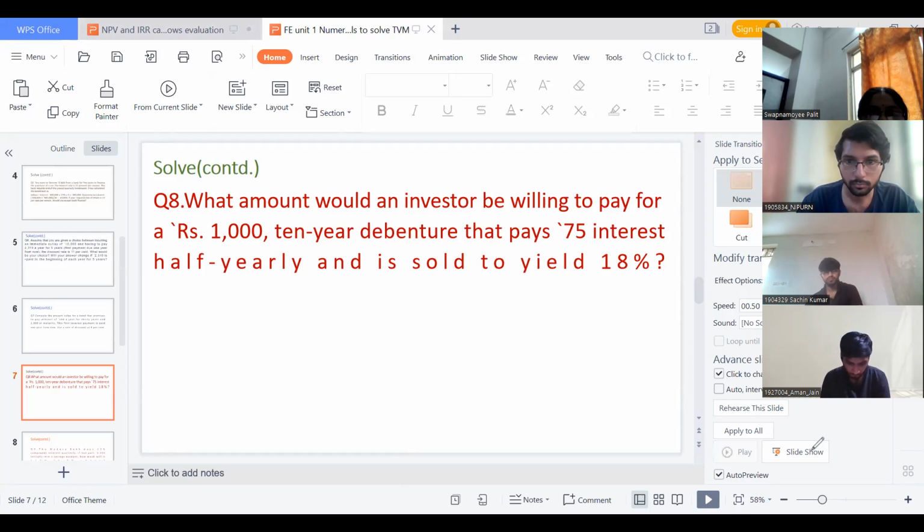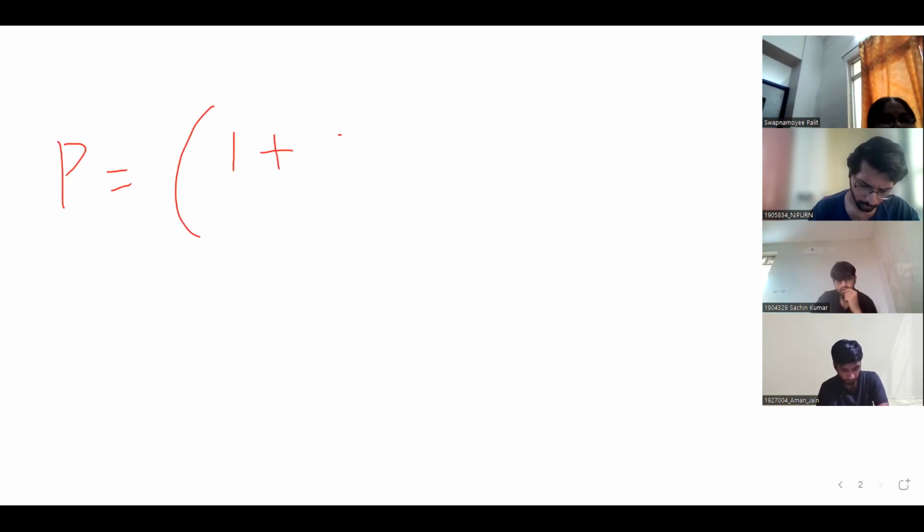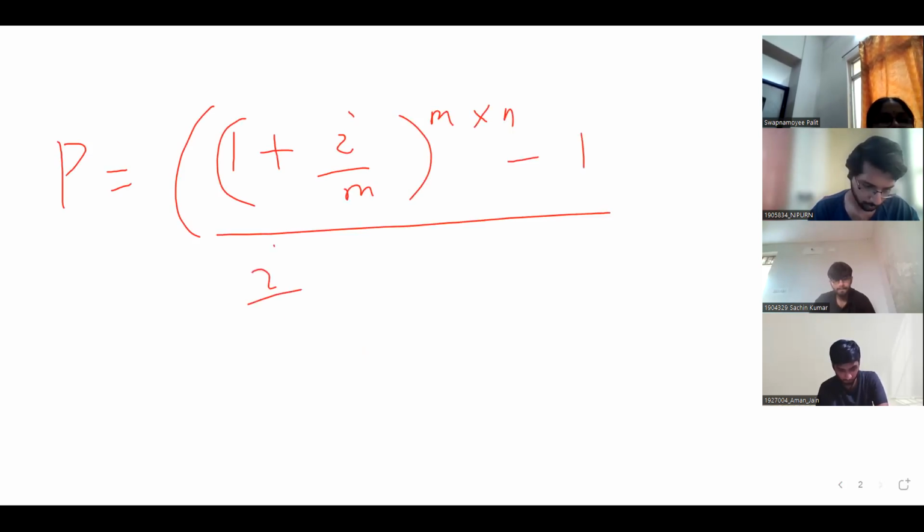Go slow, but all of you do it once. Ma'am, should we find the present value first and then do multiple compounding? Why find the value first? Put it in directly. Suppose what is your P? This is your 1 plus I by M to the power M into N minus 1. This is the formula you have used, Aman. Yes, ma'am.